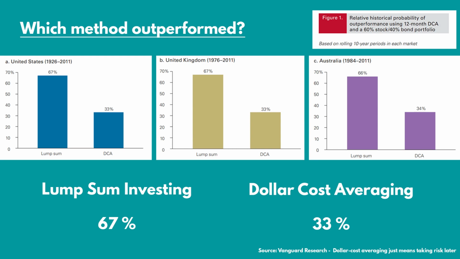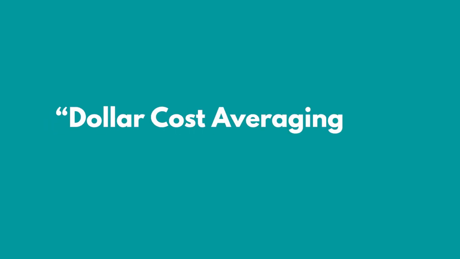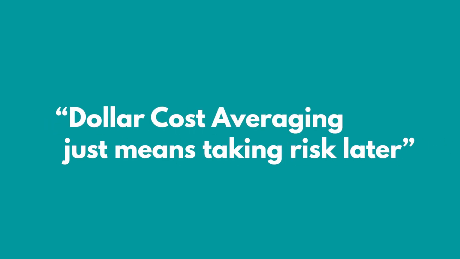The analysis showed that the lump sum investing outperformed the dollar cost averaging approach 67% of the time. To quote the study, "Lump sum investing outperformed dollar cost averaging in a greater proportion of historical time periods, regardless of the dollar cost averaging period length. This finding is consistent with the fact that the returns of stocks and bonds exceeded that of cash over our study period in each of these markets." Essentially, because stocks and bonds have a higher return than cash, the longer you hold the stocks and bonds for, the better. Dollar cost averaging just means taking risk later on.